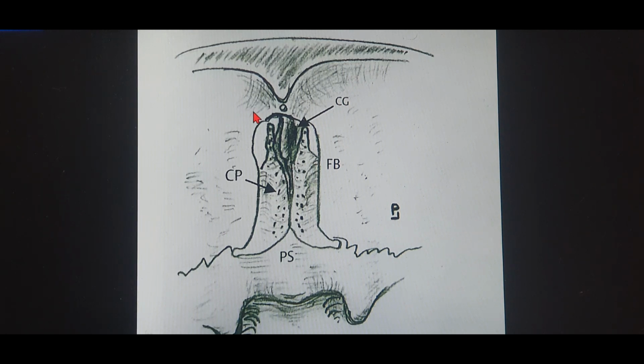Now, this is actually a superior view of the skull seen from above. You can see this is the frontal bone, that's the outer table, and this is the inner table.